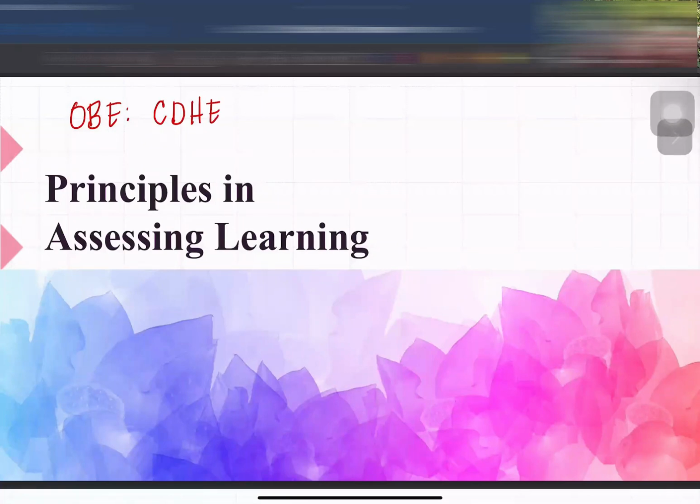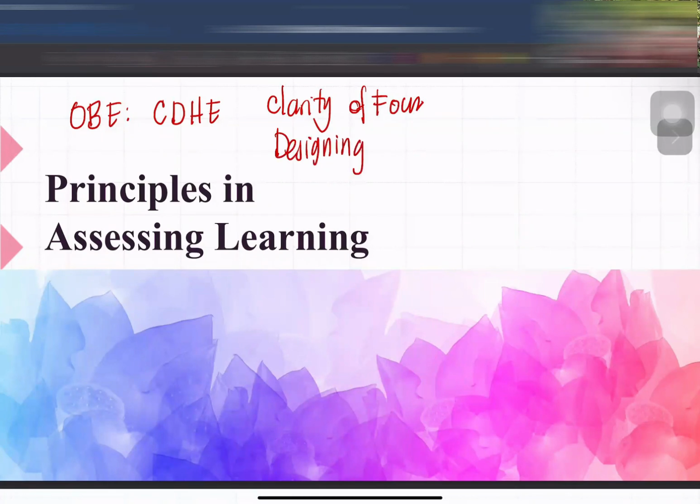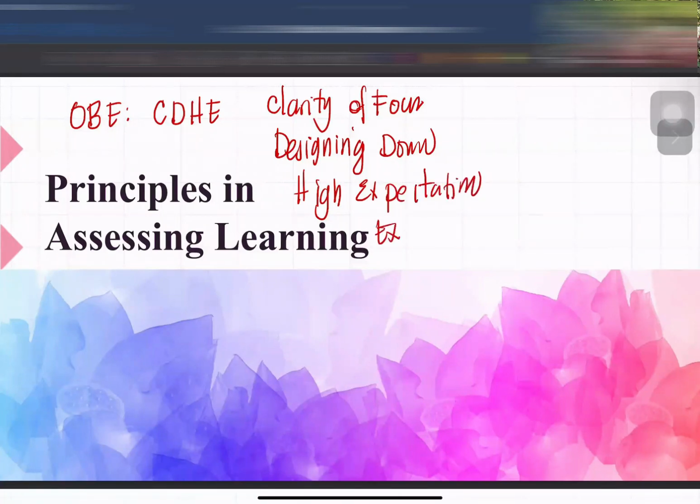You're talking about your clarity of focus. What's D? Design down or designing down. Very good. How about your letter H? What's your letter H? Your H is high expectations. Good. Okay, and what is your E? Your E is expanded opportunities. Okay, expanded opportunities.